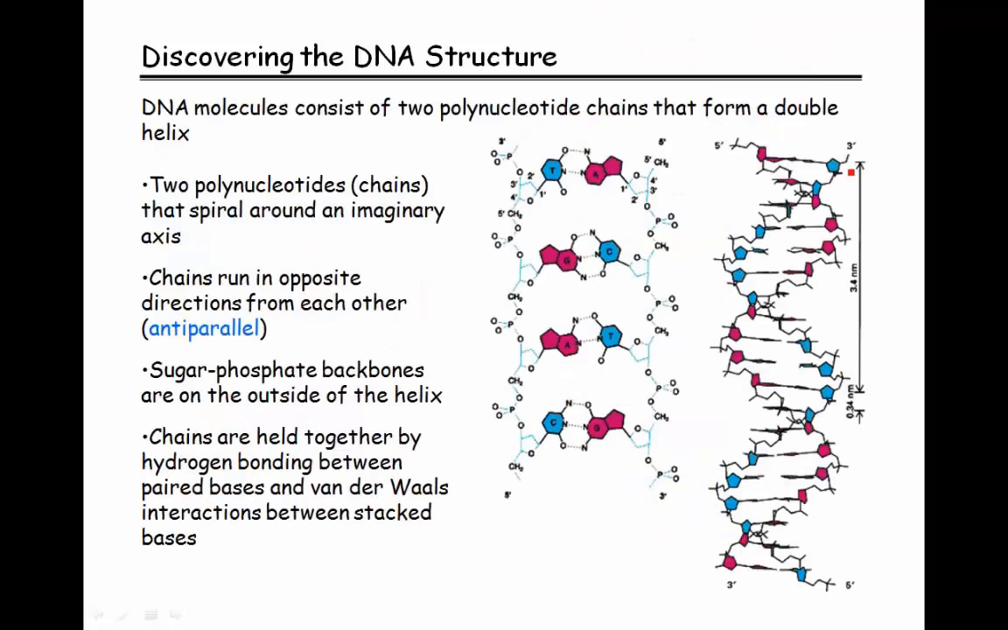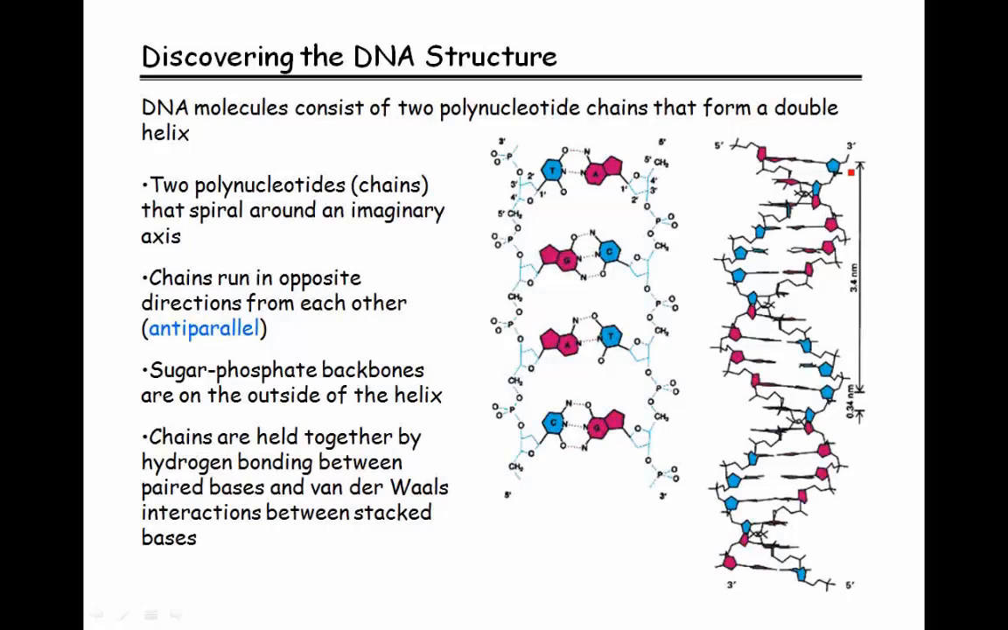On this slide, we're just summing up what Watson and Crick proposed for the structure of DNA. They said that DNA molecules consist of 2 polynucleotide chains, so 2 strands of DNA that form a double helix. They twist around in a helical fashion; they spiral around an imaginary axis would be another way to say it. The chains always run in opposite directions from each other. We call that antiparallel, and that means the 5' end of one is always across from the 3' end of the other. The sugar phosphate backbones are always on the outside of the helix, and the bases are always going to be on the inside of the helix.